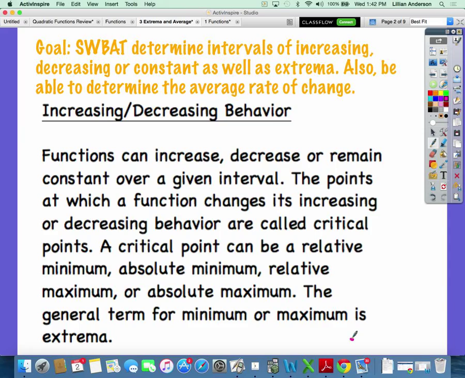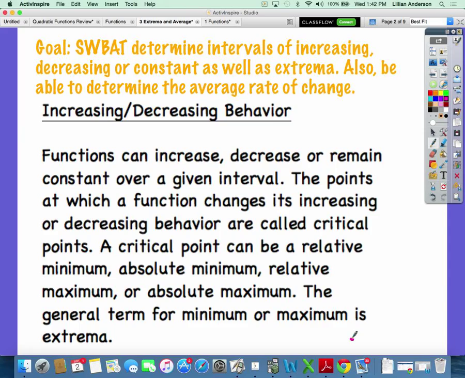So when you hear me say, okay, what's my extrema? Do I have an extrema? I'm talking about maxes and mins, and specifically relative or absolute. So let's talk about the difference between relative and absolute. Absolute: the very highest point on the curve, or the very lowest point on the curve.